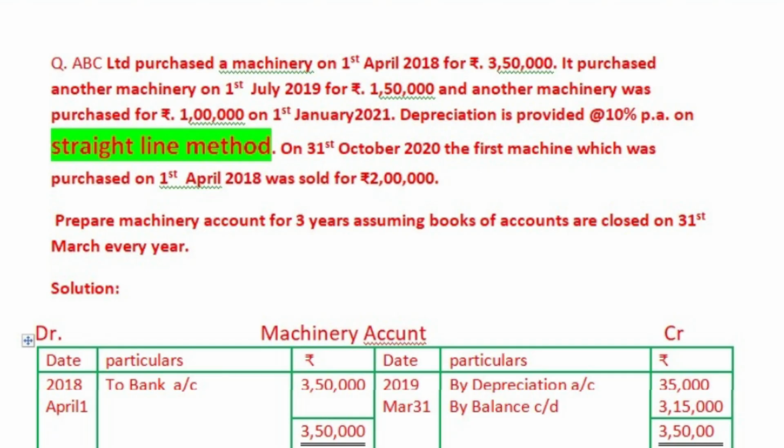So when depreciation is charged on respective assets, the journal entry recorded is depreciation account debit to assets account. There are several methods provided for recording the depreciation amount in the books of account. Today I am using the straight line method of depreciation, and the problem is solved using this method.